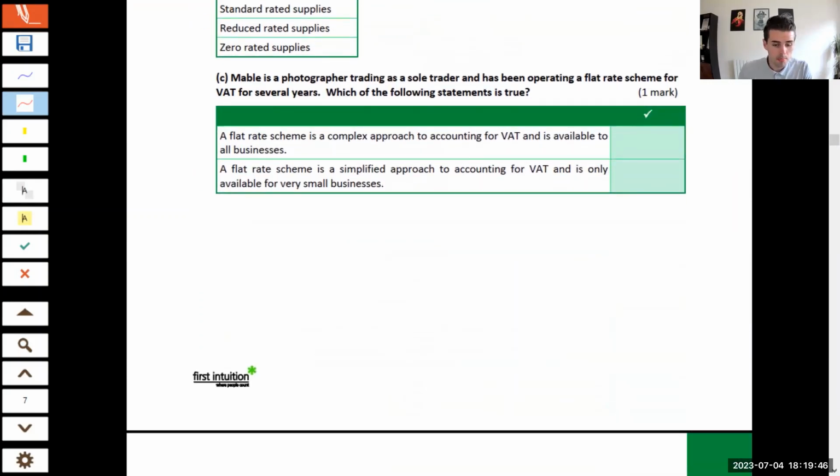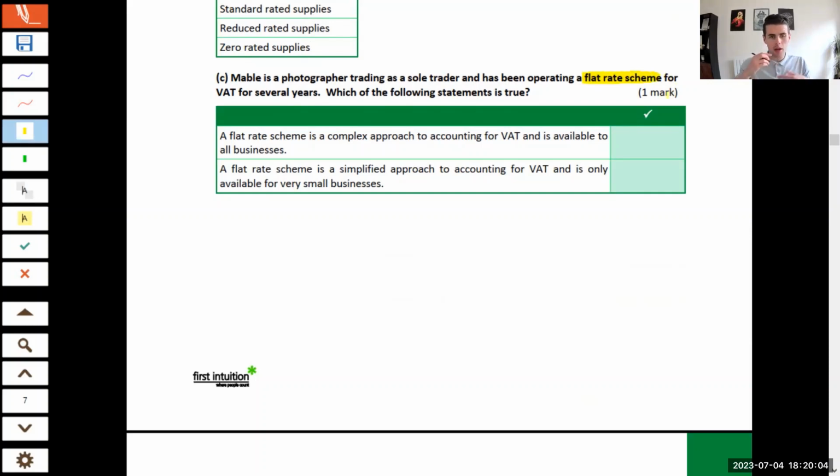Part C. Mabel is a photographer trading as a sole trader and has been operating a flat rate scheme for her VAT for several years. Which of the following statements is true? So we are using the flat rate scheme.